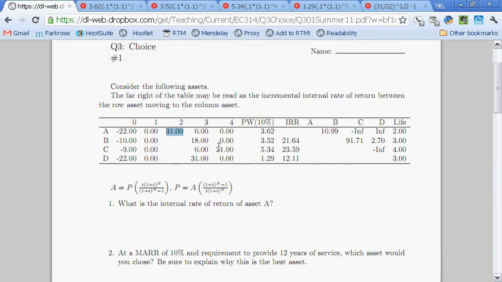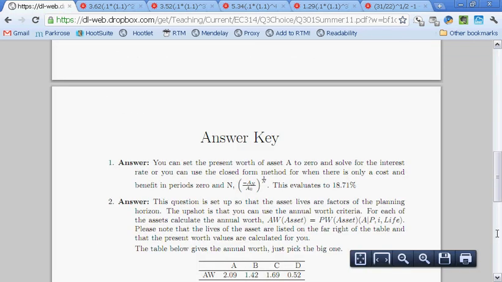So the idea with annual worth in that case is that you just pick the one with the highest annual worth. The idea is that you buy one of asset A, let it burn out, and get another one, and so on until you get up to 12 years. The one with the highest annual worth is asset A again, with an annual worth of 2.09. That means on average you're supposed to have $2.09 worth of benefits every single year.